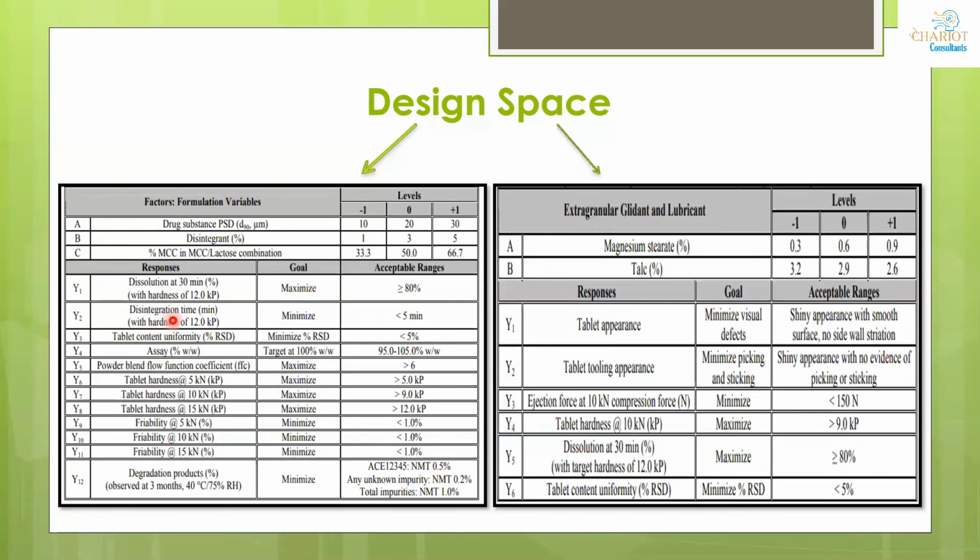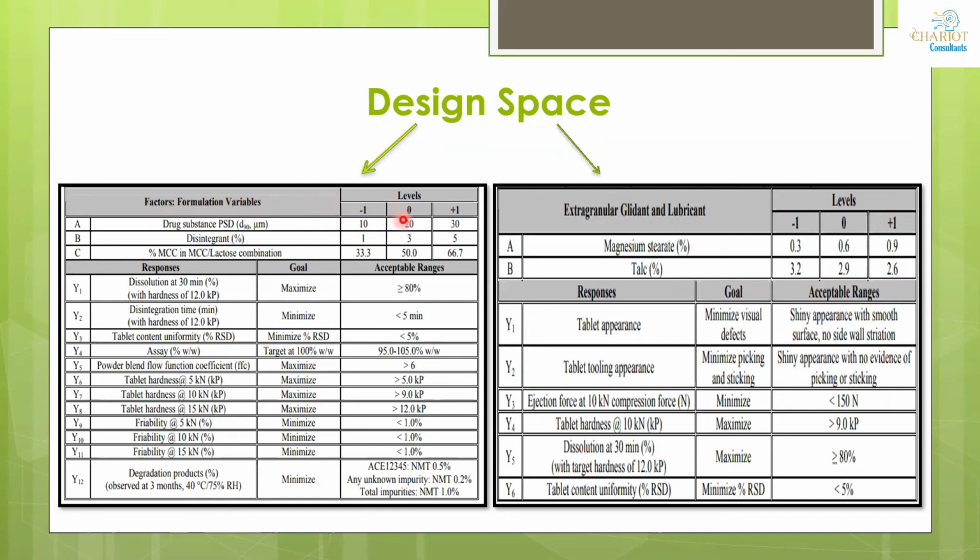And then for your disintegration time, you want to minimize it. That is your goal. Your content uniformity should have minimum RSD, the relative standard deviation, meaning the tablet to tablet uniformity variation should be on the minimum side. The assay values should be 100%. So these are the goals which you are keeping. And then degradation of product: after 3 months, the degradation should be minimized.